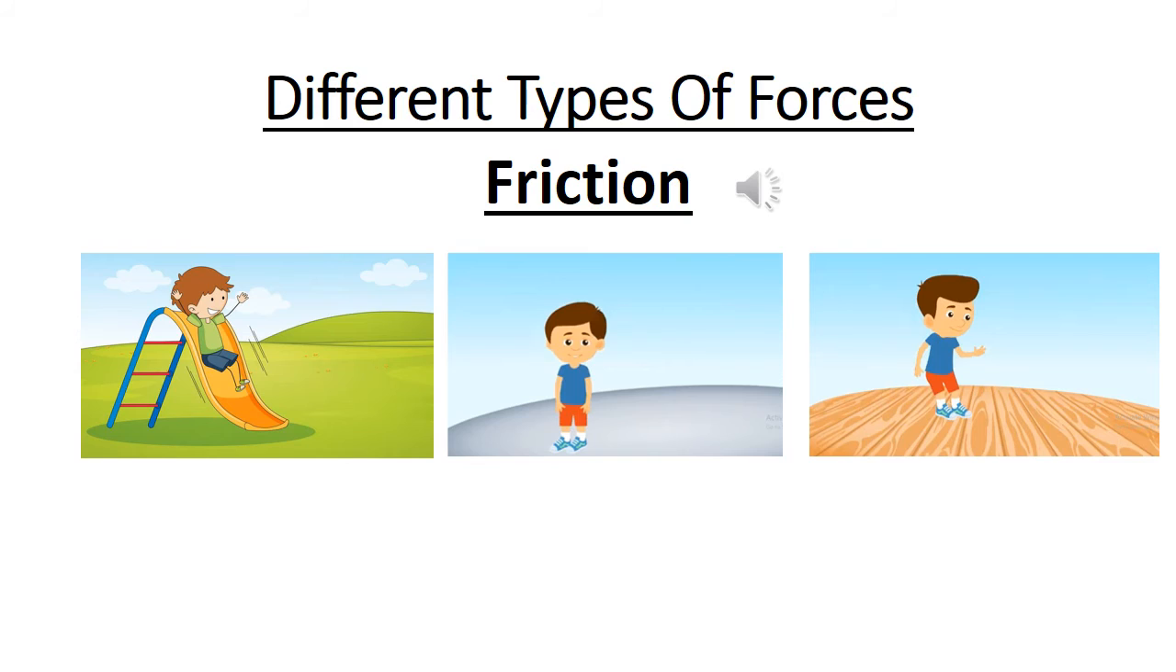What would happen if you tried to cross the smooth floor? You will move smoothly. What would happen if you tried to cross the rough floor? You will not move much. The rough surface has more friction. The smooth surface has less friction.